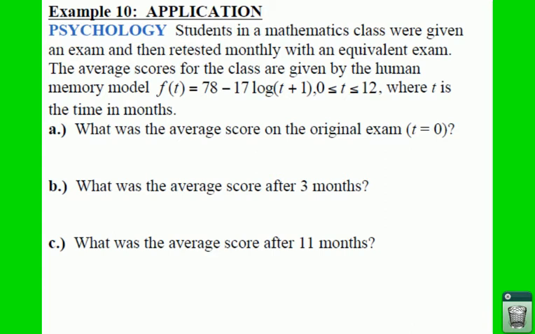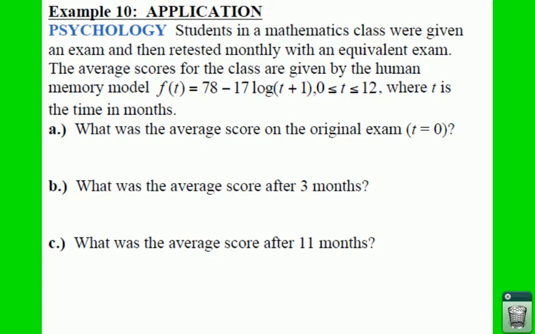F of t equals 78 minus 17 log of t plus 1, where t is in months, and that's going to be from 0 to 12. So time 0 would be like before, your original exam. When you plug in a 1, that would be a month later, 2 would be 2 months later, so it's like your second and your third exam.